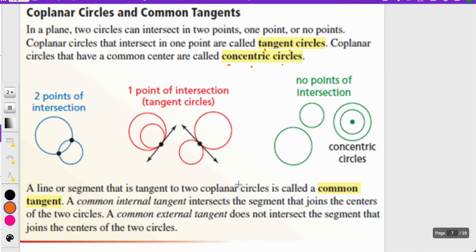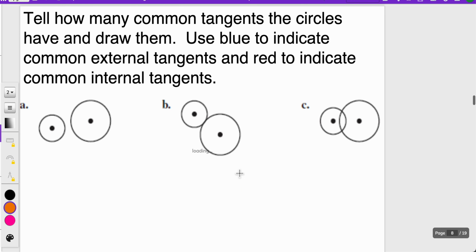One other thing we want to mention is you can sometimes have internal or external. So internal tangents intersect the segment that joins the centers of the two circles. External tangents do not intersect the segment. It just joins the centers of two circles. This might not make a lot of sense right now, so what we're going to do is practice with some questions here. Tell how many common tangents the circles have and draw them. Use blue to indicate external tangents and red to indicate common internal tangents.